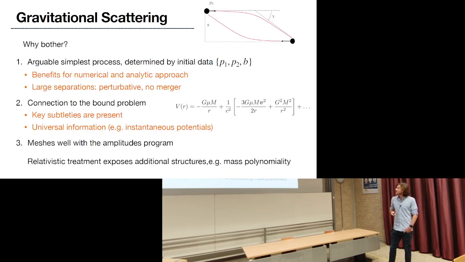So it's very hard to make any predictions whether we will be able to actually detect these things in the future. The reason why we're looking at this is more to get some better understanding of how these things look. In particular, scattering is arguably one of the simplest processes you can look at in any quantum field theory, and it's very beneficial to look at for both numerical and analytical approaches.